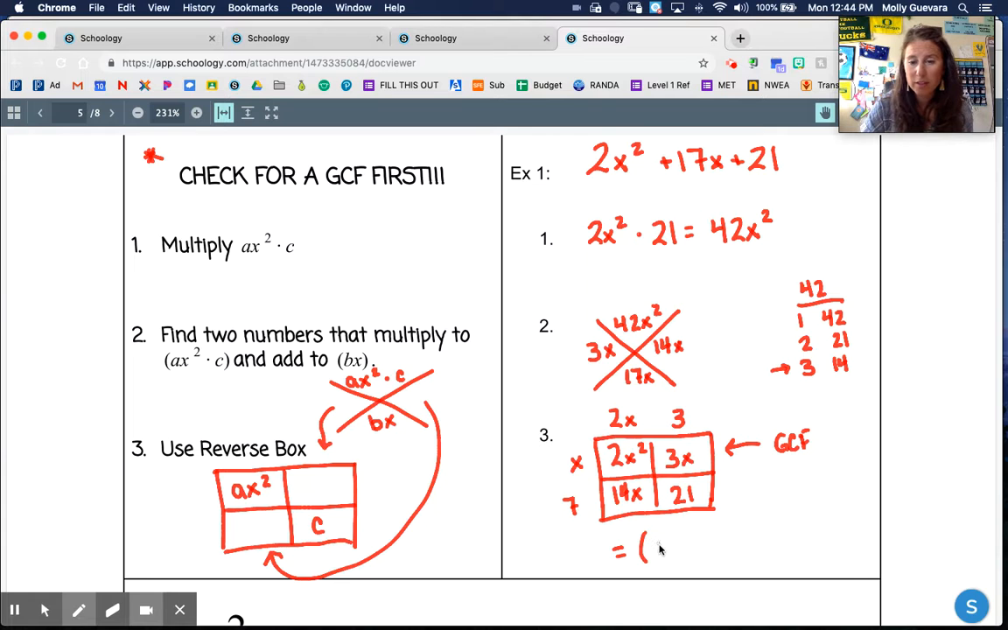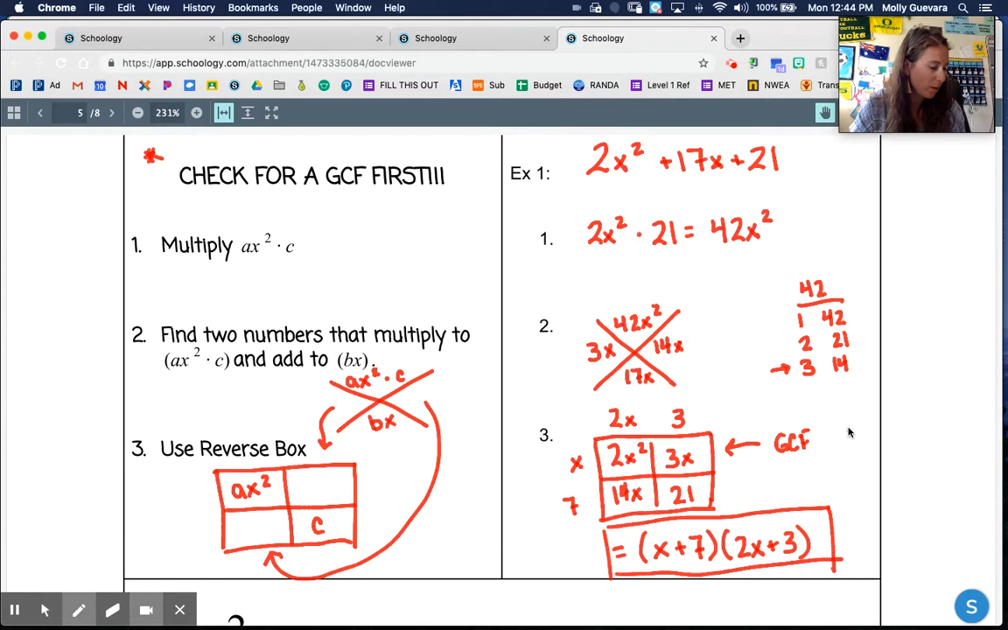So my final answer would be x plus 7, because it's a positive 7, and 2x plus 3, because it's a positive 3. And I have factored my expression, and I'm done. Okay, so biggest thing is just filling in these two numbers, right? Trying to find two numbers that multiply to the top and add to the bottom. And then doing that reverse box method that we learned back in Algebra 1.